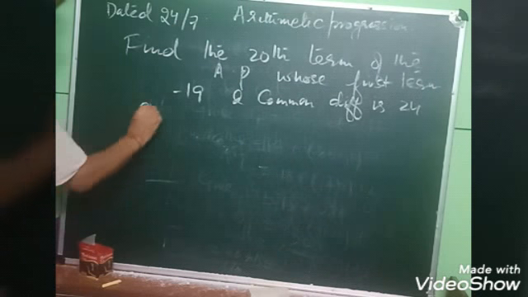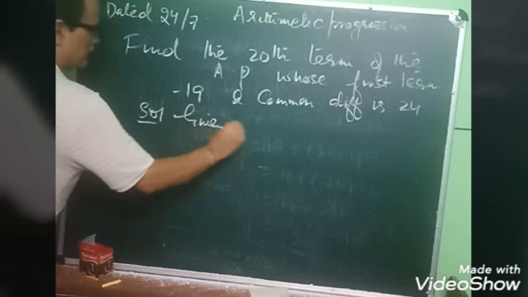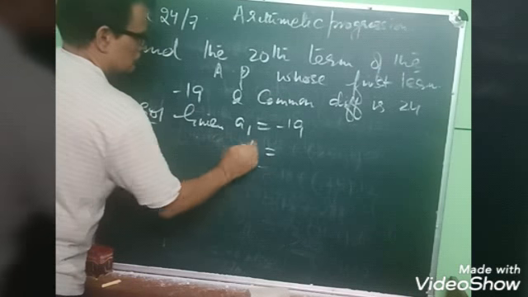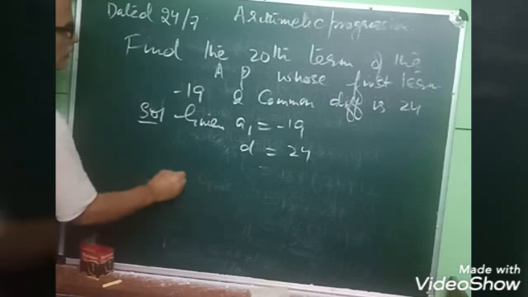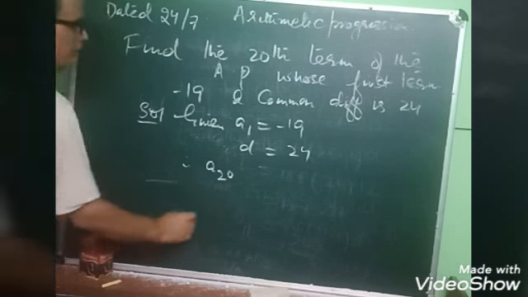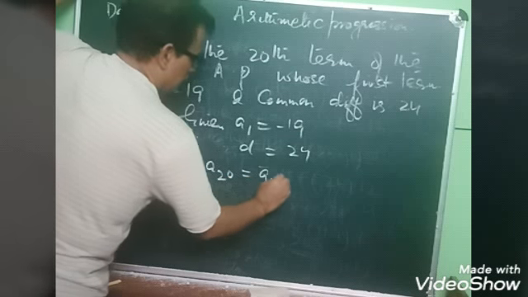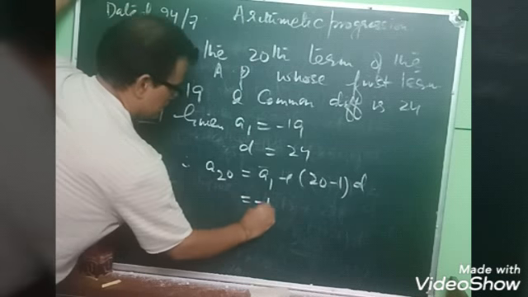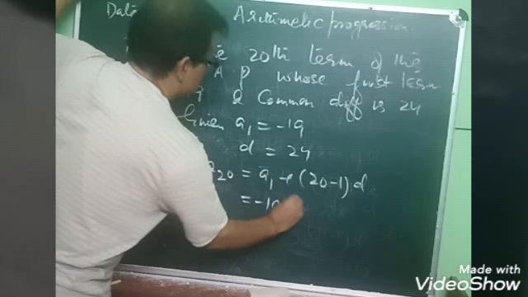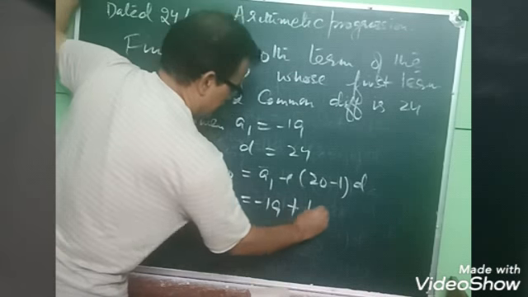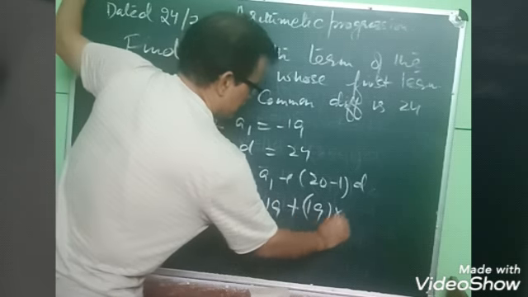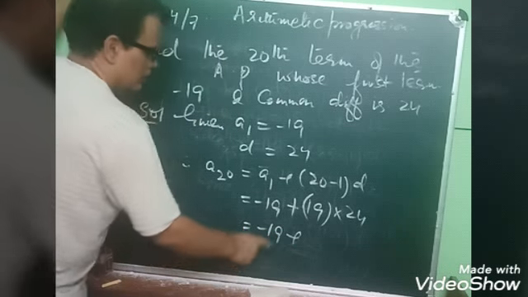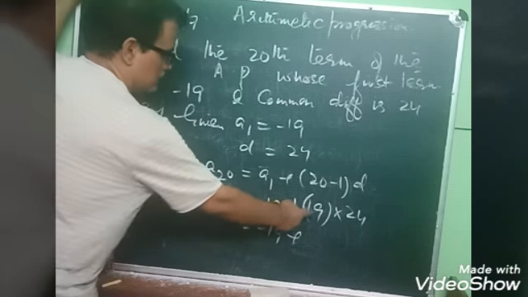So we will write the solution for this one. Given A1 is equal to minus 19 and D is equal to 24. Therefore A20 can be equal to A1 plus 20 minus 1 into D. A1 is minus 19 plus 20 minus 1 is 19 into D. D is 24. This is equal to minus 19 plus, don't let this and this be cancelled, because this is positive, this is negative.